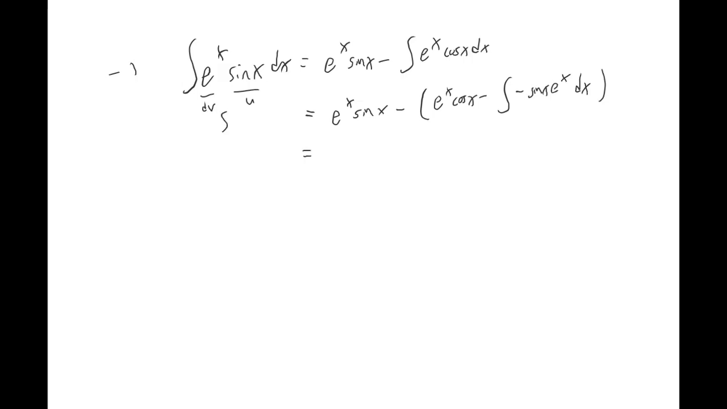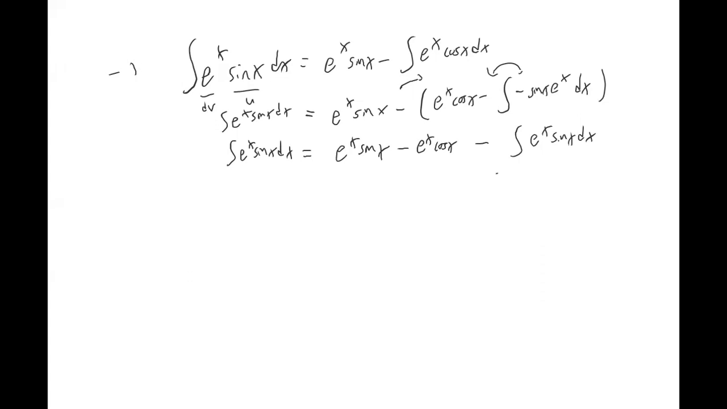So let me just write integral e to the x sine x dx is equal to this thing, e to the x sine x minus e to the x cosine x. So let me just say these two become plus, right? And if I distribute the minus sign in, I get a minus, right? Everyone agree? And hopefully you see what's next.